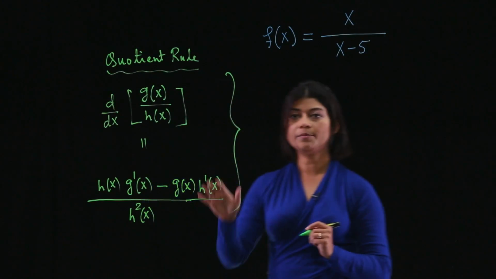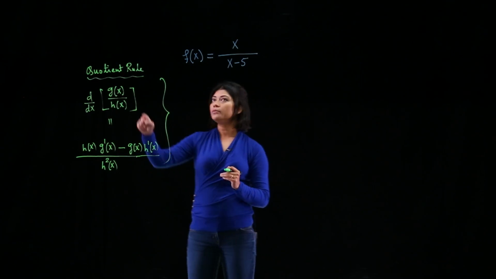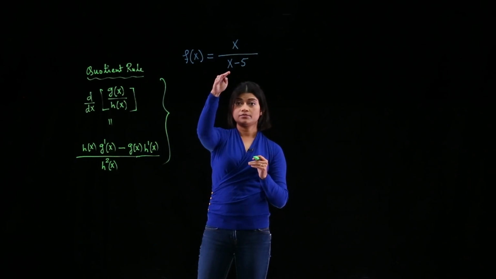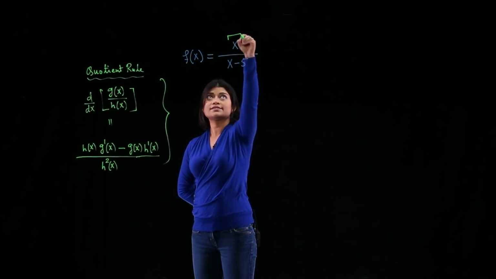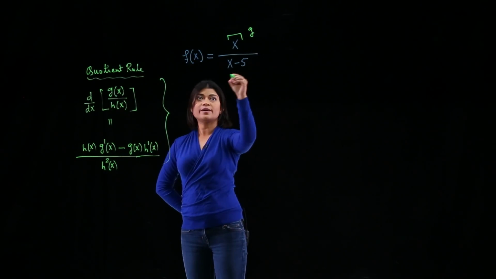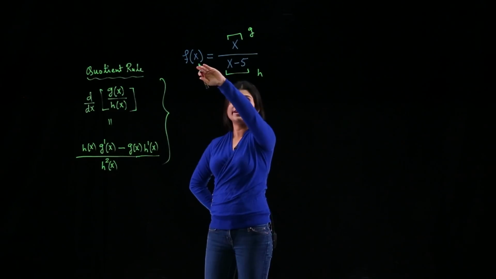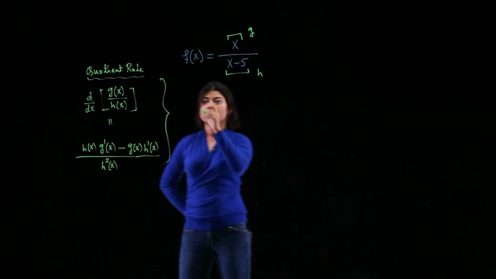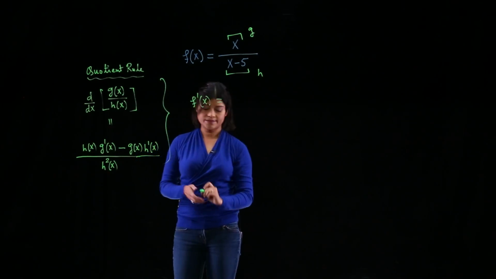Now, let's apply the quotient rule to this function f. So, notice that we have a numerator and a denominator in the expression. So, the numerator x is like the function g, and the denominator x minus 5 is like the function h. So, f of x is equal to g of x over h of x. So, let's evaluate f prime of x.